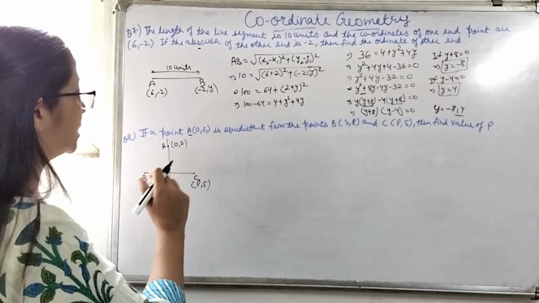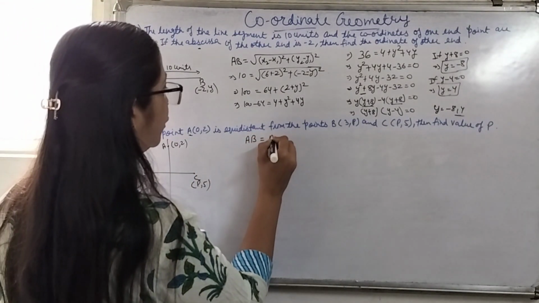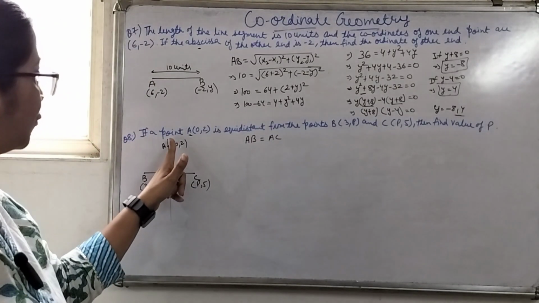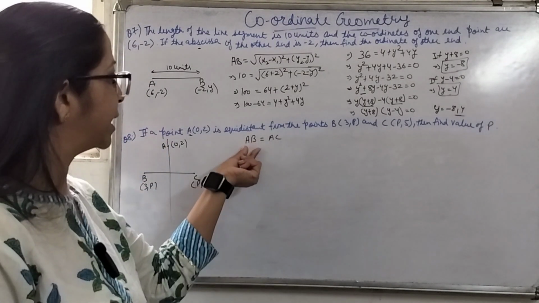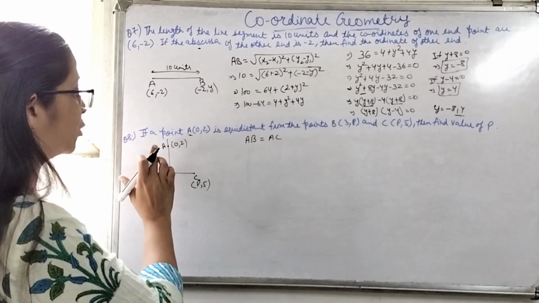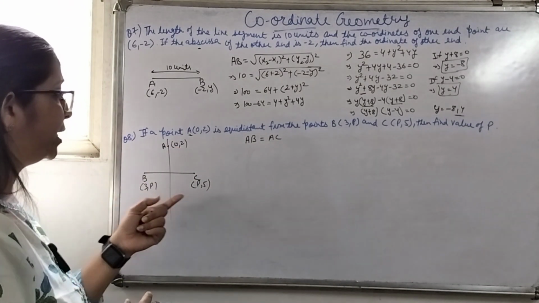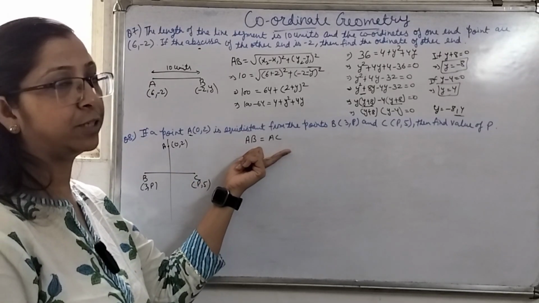Now if it is equidistant, that simply means the value of AB will be equivalent to the value of AC, because the distance of A from B and the distance of A from C is equal. That means AB is equivalent to AC. Now see over here, we have the coordinates of A, and of B and C in terms of P. So we will get the value of AB and AC first of all.